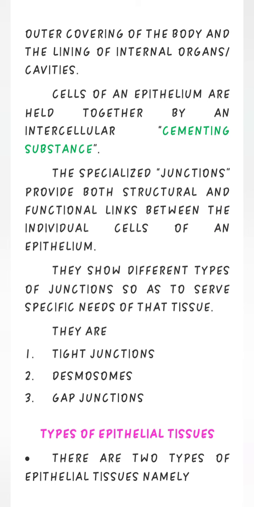Cells of an epithelium are held together by an intercellular cementing substance. The specialized junctions provide both structural and functional links between the individual cells of an epithelium. They show different types of junctions so as to serve specific needs of the tissue. There are three types of junctions. They are tight junction, desmosomes and gap junctions. Here we can see the diagrams of the tight junction, gap junction and desmosomes.